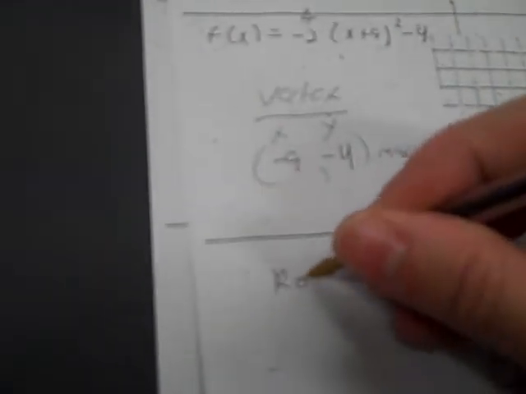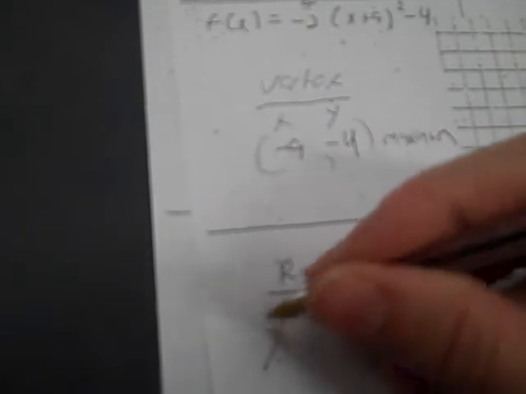And then the range is always related to y. And since it's going downward from that point, because remember, -4 is my critical number, it's going to be less than or equal to. Okay. So you're not finding the domain, you're finding the range.